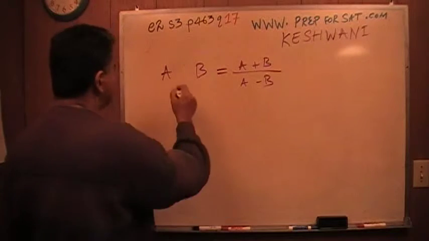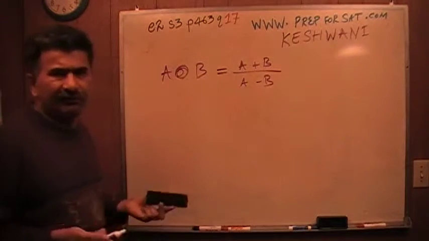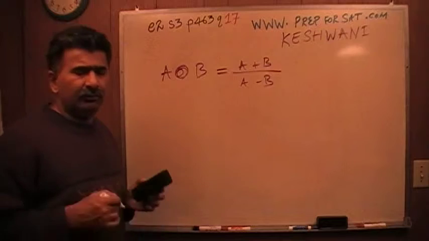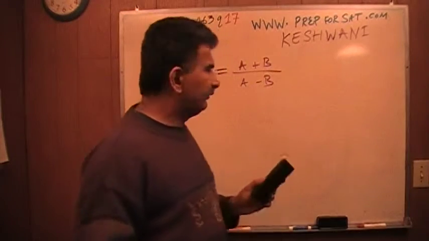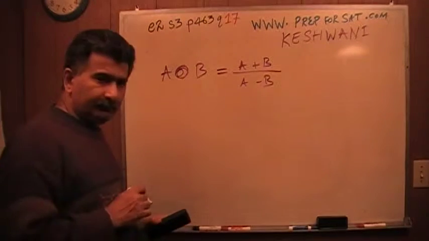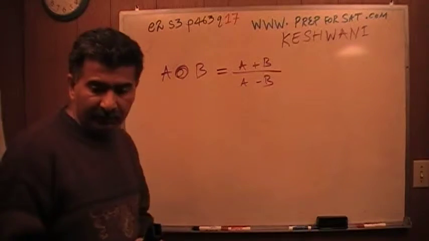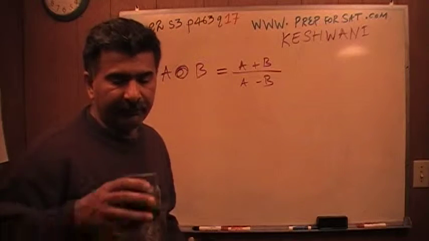I could make any symbol. The symbol has no meaning. It's still the same problem. Do you understand? So don't try to read these symbols. They have no names. They have no significance. Just read in terms of left-hand side and the right-hand side.